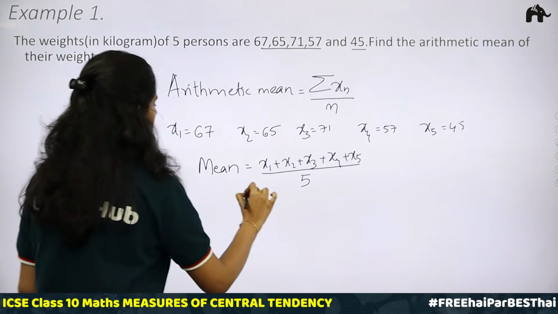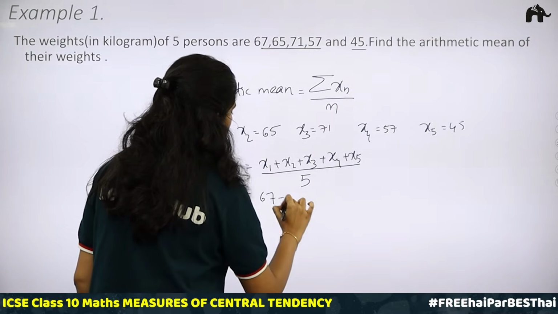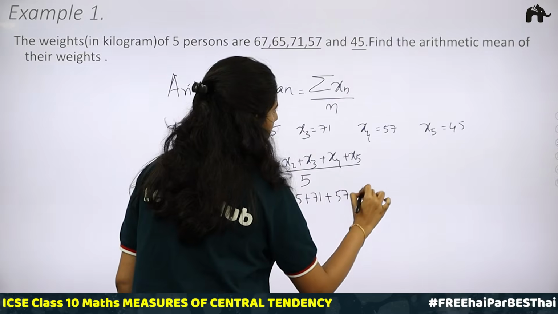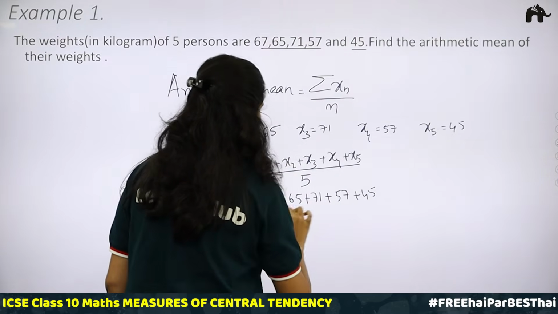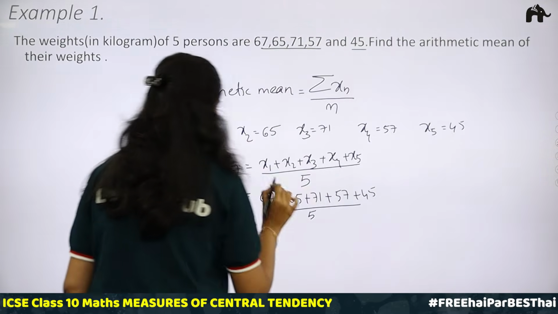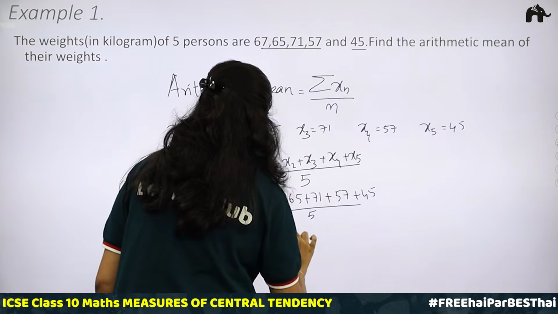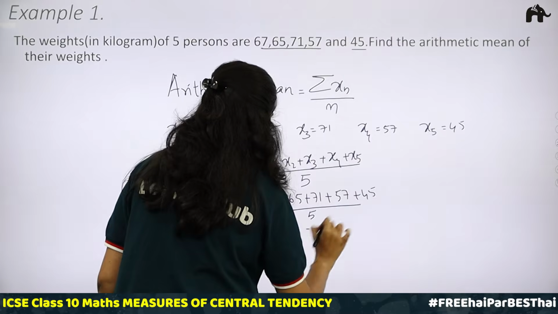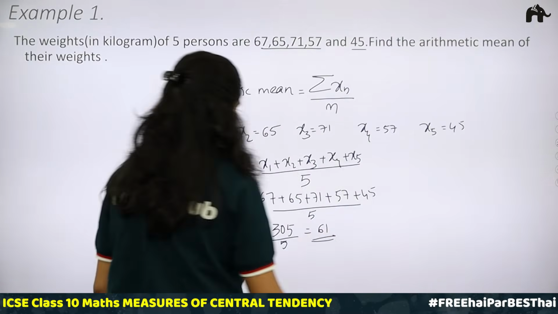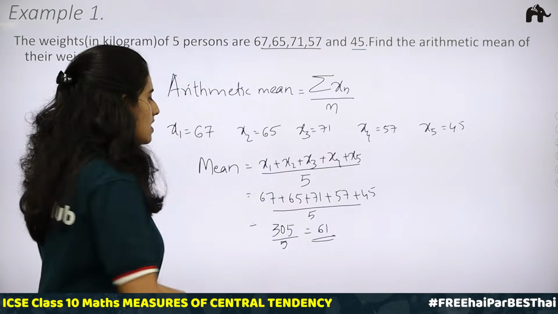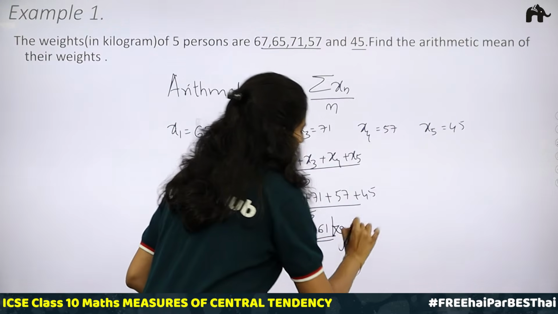Okay, take the sum of these values. 67 plus 65 plus 71 plus 57 plus 45 whole divided by 5. On adding this, you will be getting 305. 305 divided by 5, that is equal to 61. Okay, when you divide 305 with 5, you will be getting 61. 61 kg is the average weight.